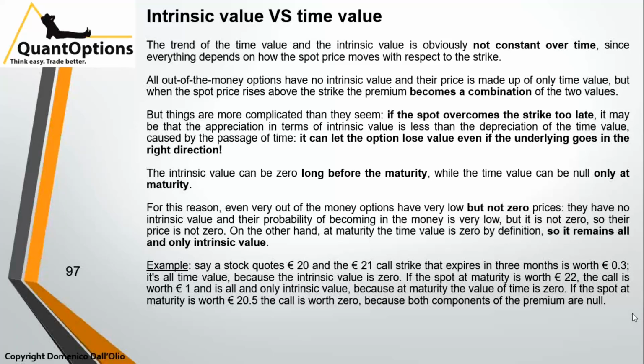In order to gain at maturity, we need the spot price to go up and cross 21 euros. So far, it is lower, so there is no intrinsic value. If the spot at maturity is 22, the call is worth 1, and it is only intrinsic value, because at maturity, the value of time is 0. If the spot at maturity is worth 20.5, the call is worth 0, because both components of the premium are 0.